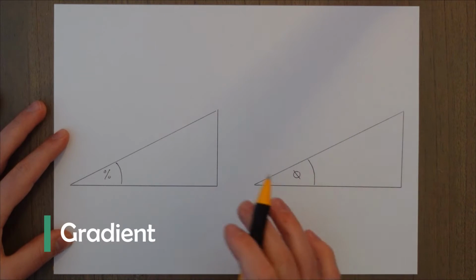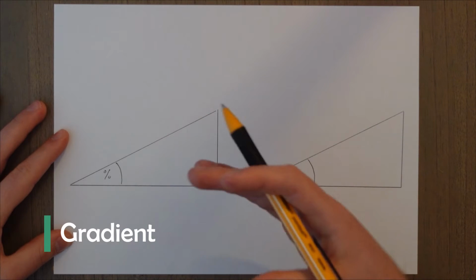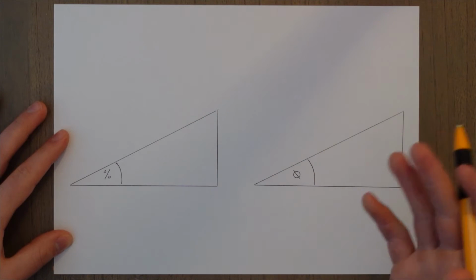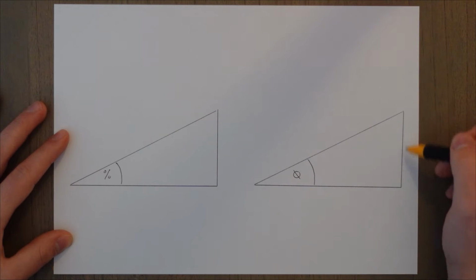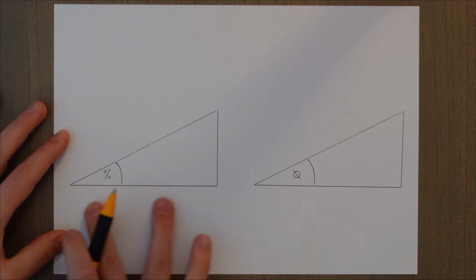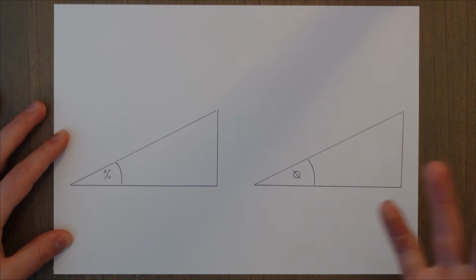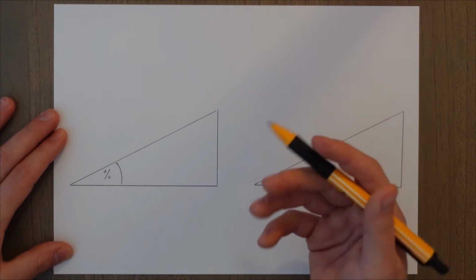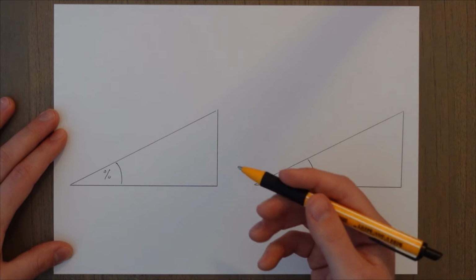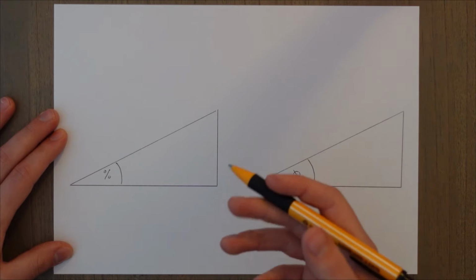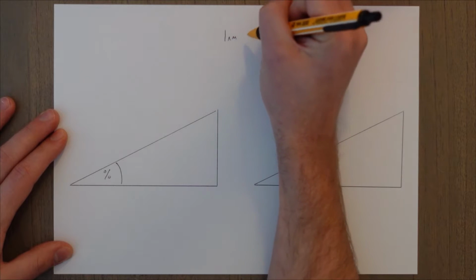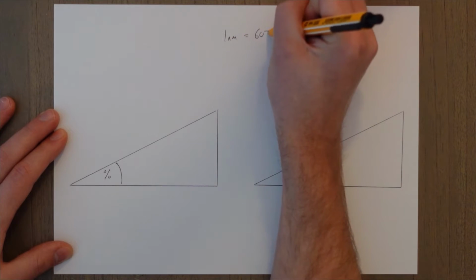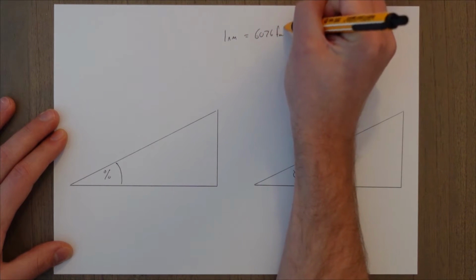So we use gradient a lot to define how steep a slope is that we have to climb or descend. It's basically the vertical distance, the altitude change, compared to the horizontal distance, the ground distance. Both distances will have to be in the same units, and the easiest is to convert the nautical miles into feet. And the conversion is 1 nautical mile equals 6076 feet.